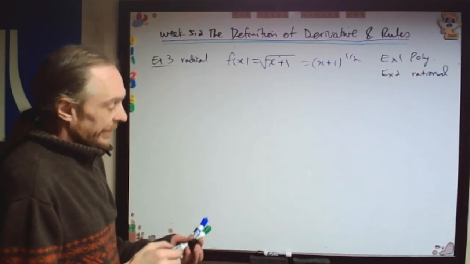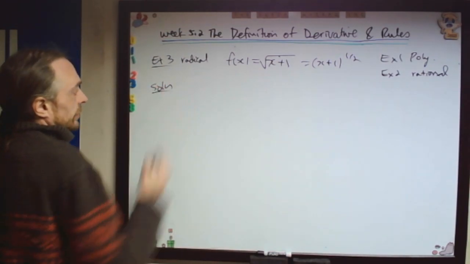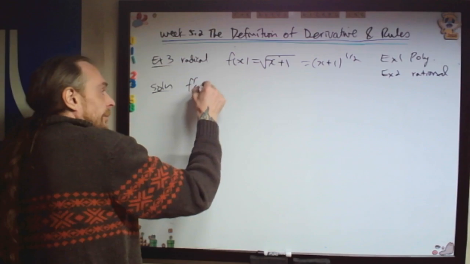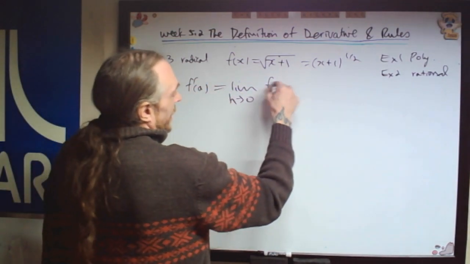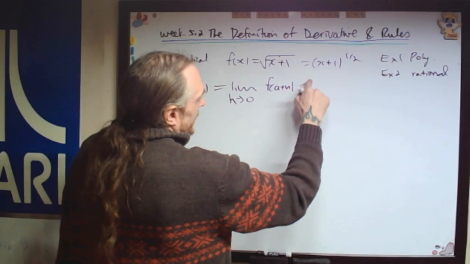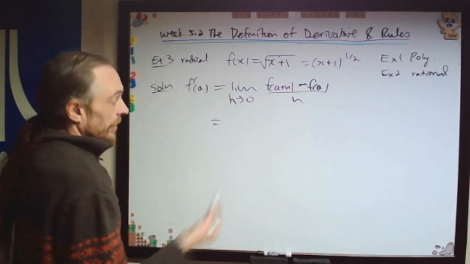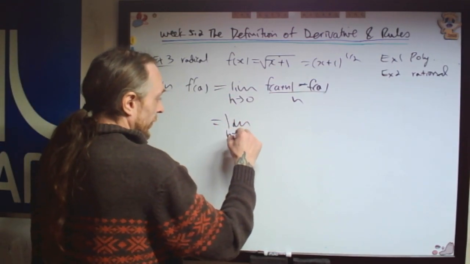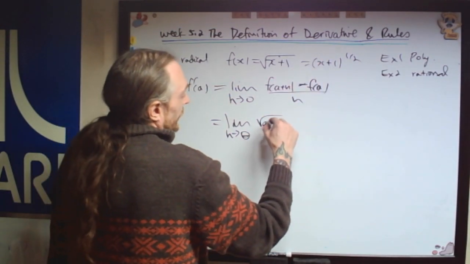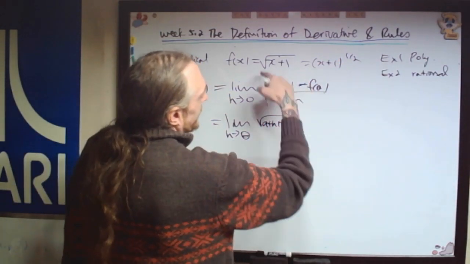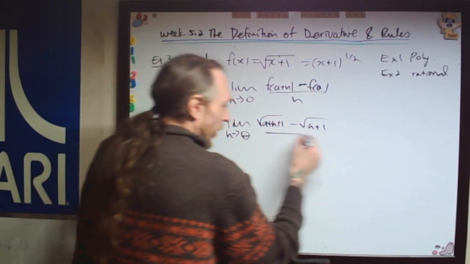How are we going to do this by definition? Let's do that one. Again, the solution is regurgitating the definition. F prime of a, by definition, is equal to the limit as h approaches 0 of f of a plus h minus f of a over h. If you want to start putting it all in there, I like to prep it, but for the radical it won't be too crazy. What we have is the square root of a plus h plus 1 minus the square root of a plus 1. That's f of a plus h. That's f of a, over h.